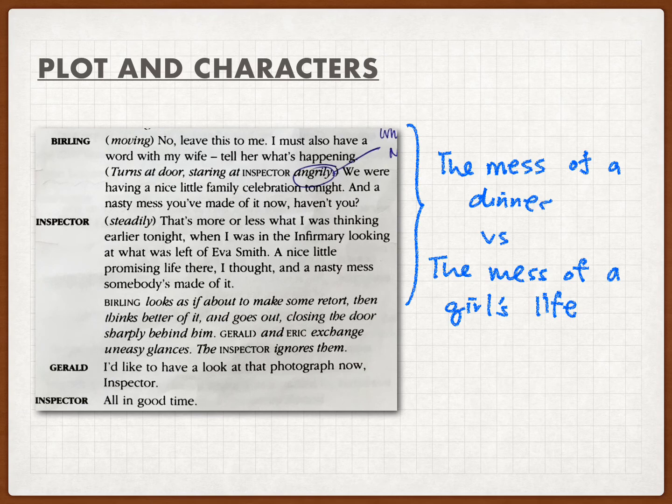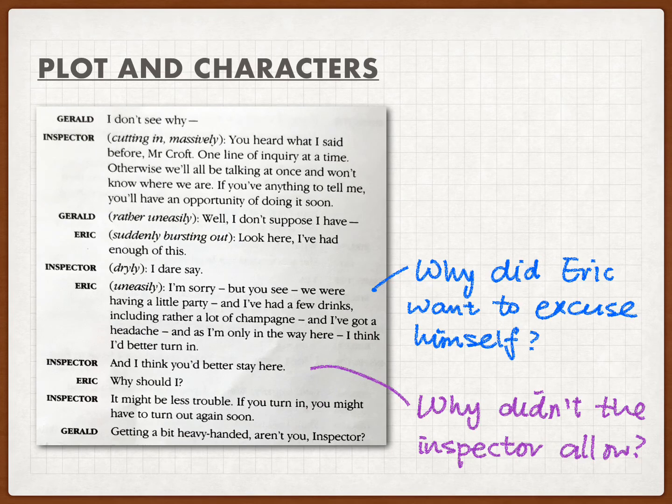So Mr. Birling went out to look for Sheila, and Gerald at this moment asked for the photograph to see it again, and the inspector refused one more time, asking Gerald to be patient and saying that soon he would show Gerald the photo. The inspector refused because that was how he worked. He liked asking questions one by one. And the inspector even hinted that he was going to question Gerald, and if Gerald had anything to tell him. At that point, Gerald felt really uncomfortable because he didn't want to get involved.